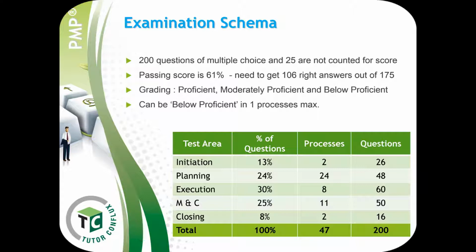You'll be evaluated on a grading scale of proficient, moderately proficient, and below proficient, and you can be below proficient in at most one process group. The questions are spread across the process groups as follows: initiation 13%, planning 24%, execution 30%, monitoring and controlling 25%, and closing 8%. Please remember that social responsibilities and ethics would be covered within these percentages of the questions. The number of questions has been translated in the last column of the table.